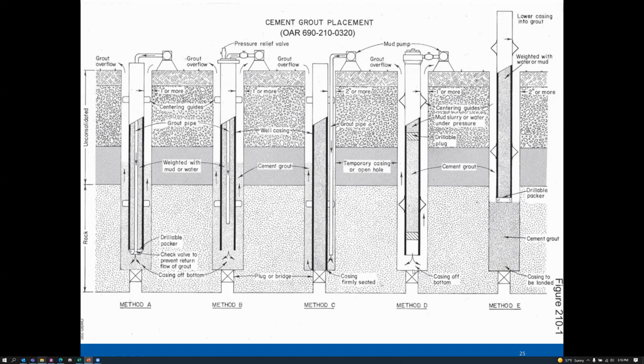And then it references again Figure 210-1. So for each one of these methods, the preceding appendix describes these methods and gives additional stipulations to these seal methods.